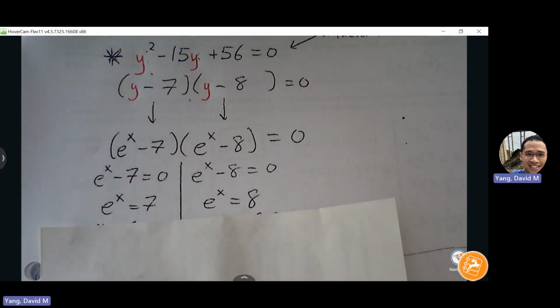So e to the x equals 7, e to the x equals 8. These are two separate processes. We'll go ahead and take natural log of both sides, because anytime your variable is stuck in the exponent, you want to find a way to bring it down, and log or natural log is going to be the most efficient way. This one has multiple solutions. That's right, this has two solutions.